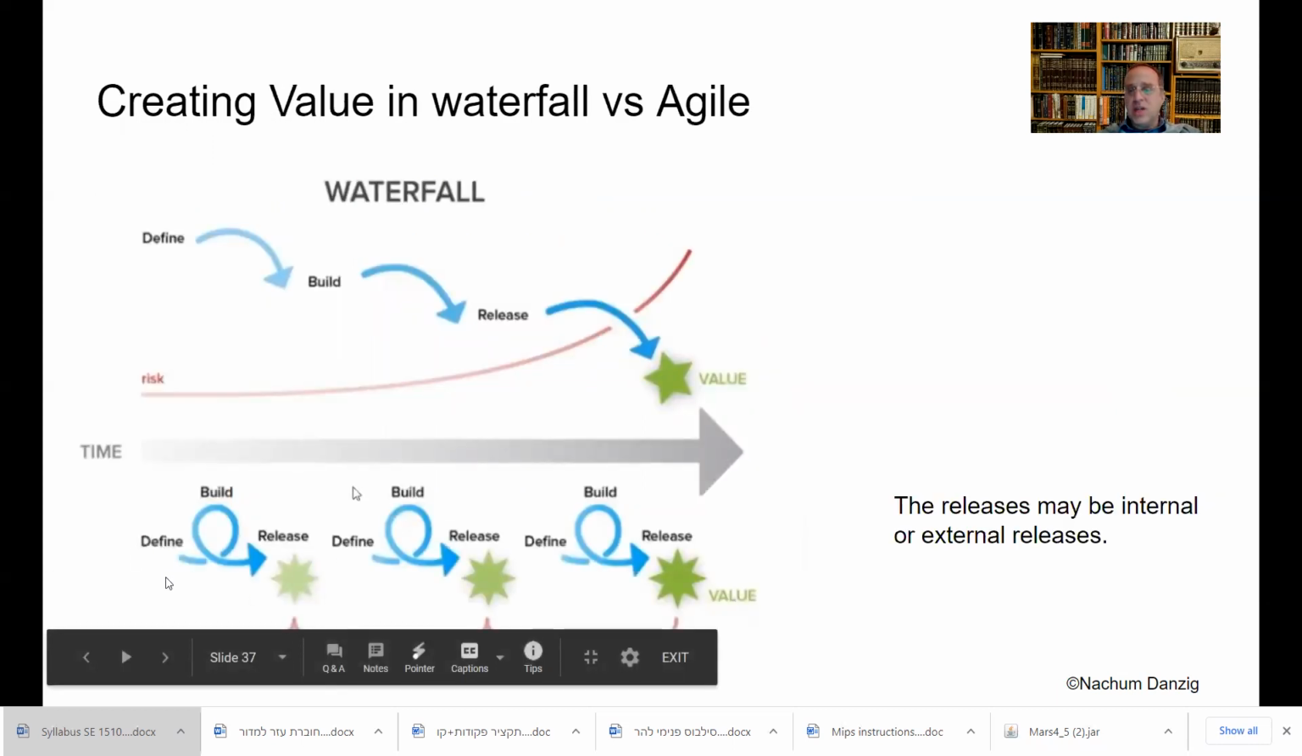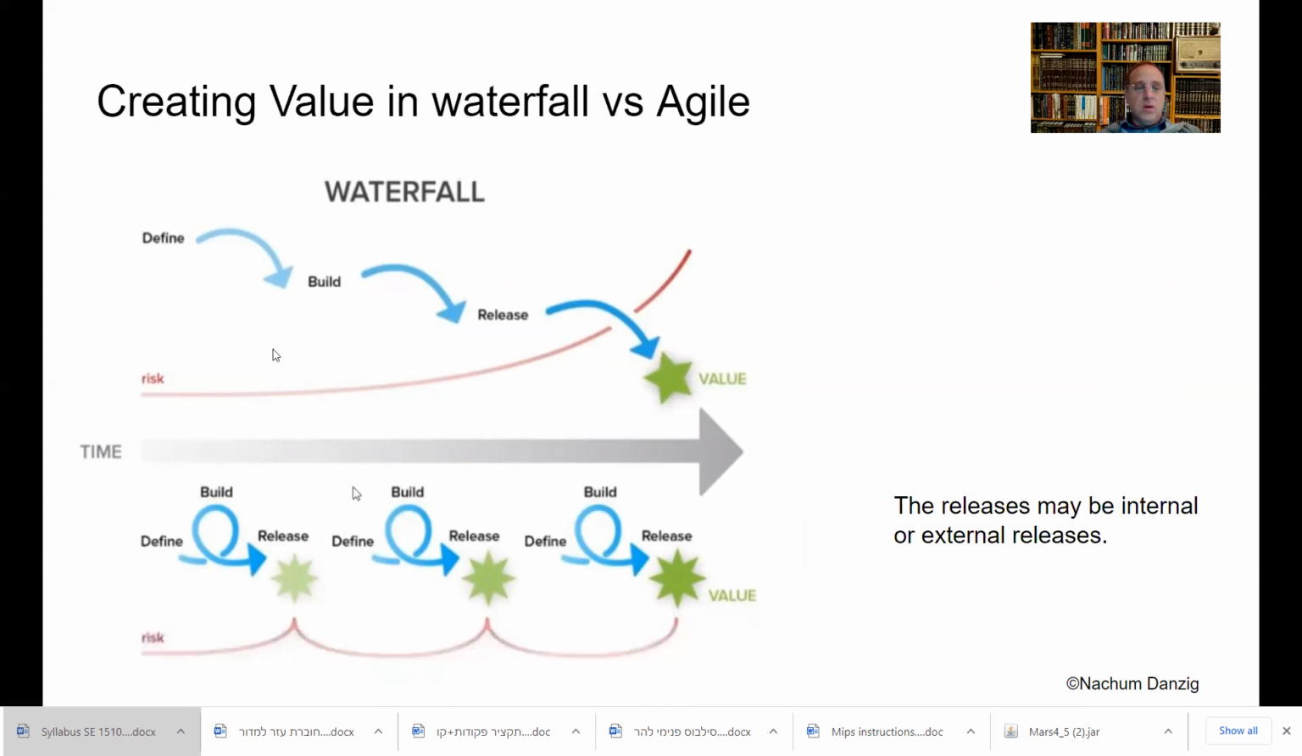So here's just a picture of the same thing. Waterfall: you define, you build, you release, you have something of value. Here your risk is small because you haven't done that much yet. But then if you find a flaw now, you have a tremendous risk, because you're going to have to go back all the way to the beginning.